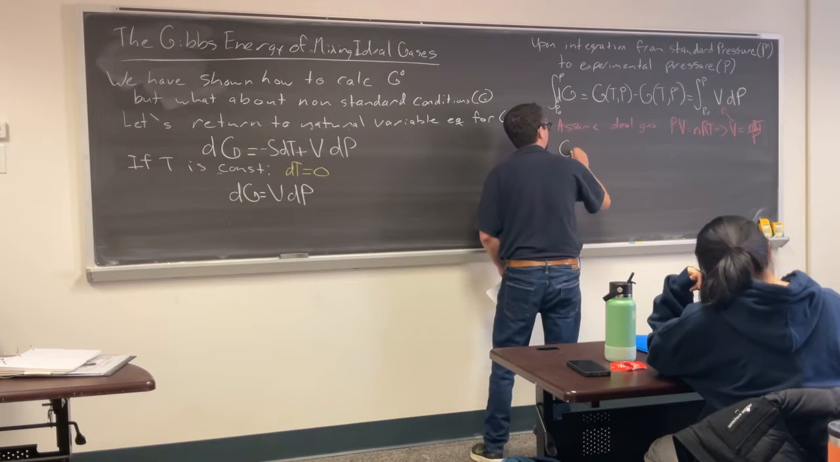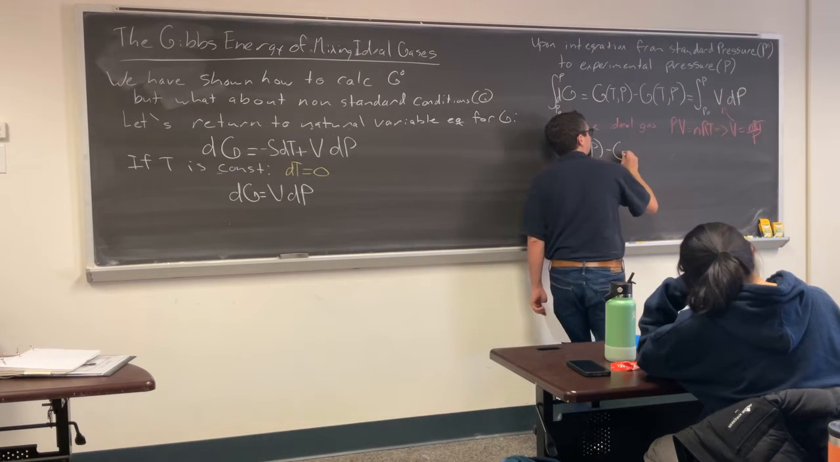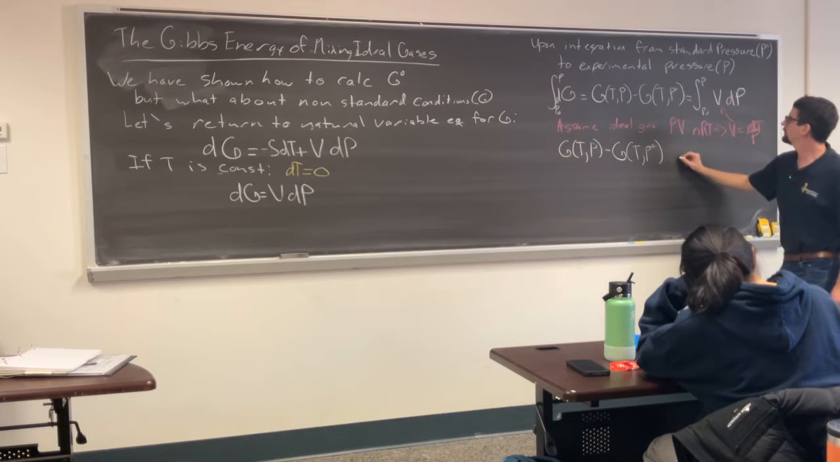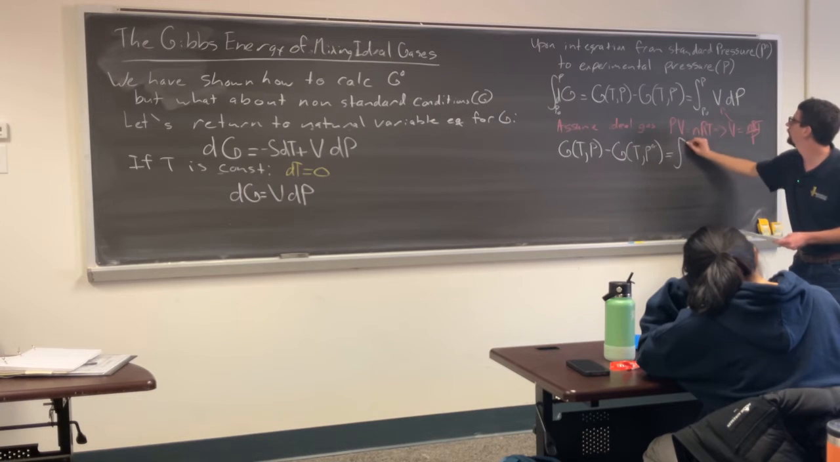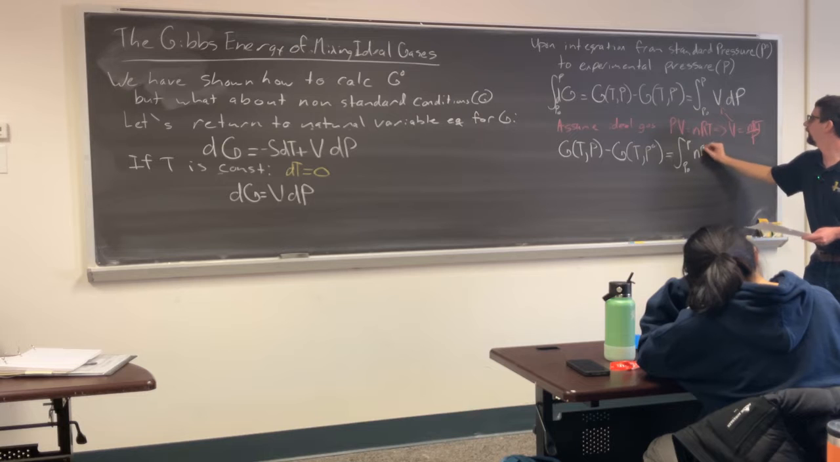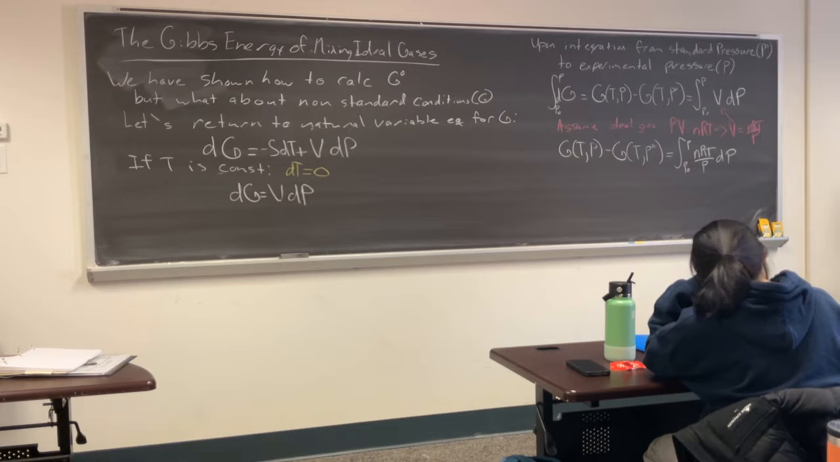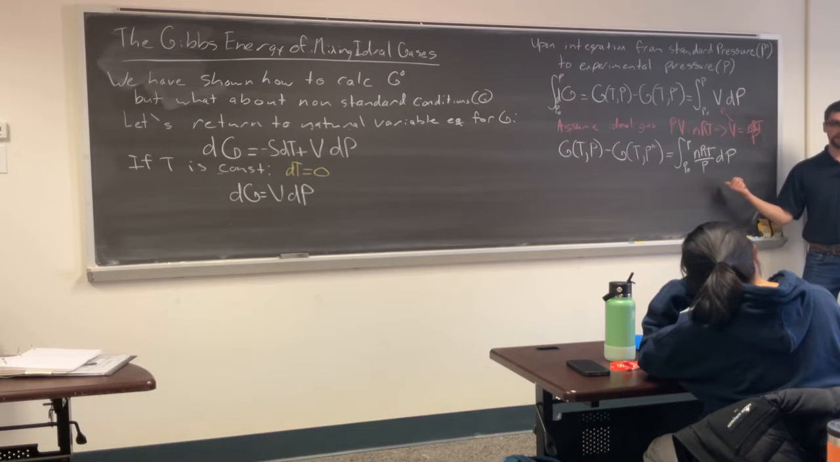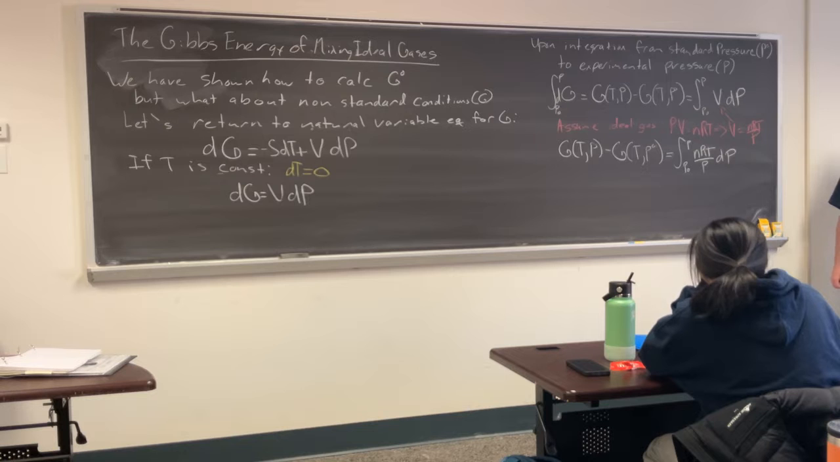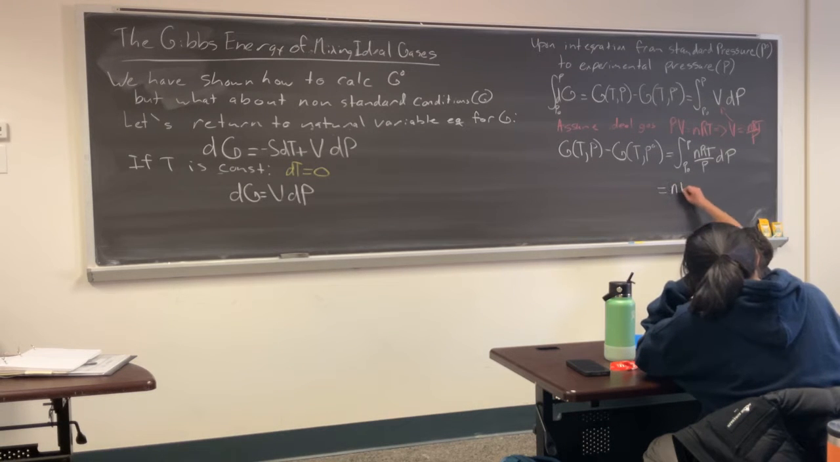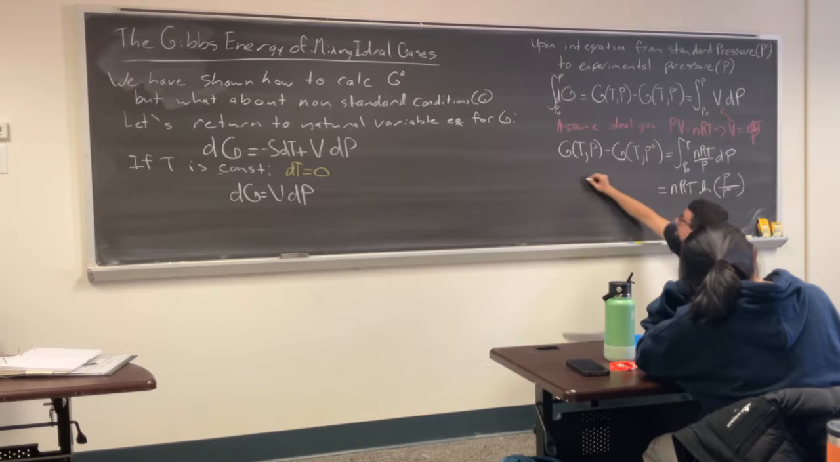Okay, so now we get G at some temperature and some pressure minus G at some temperature and standard conditions pressure is equal to the integral from P naught to P of nRT over P dP. Okay, what are we going to do here? Yeah, pull out the nRT, integrate. Yep, integrate 1 over P. What are we going to get there? Yeah. And what's it going to be for our system? Yep. And it's still all equal to this stuff, right?